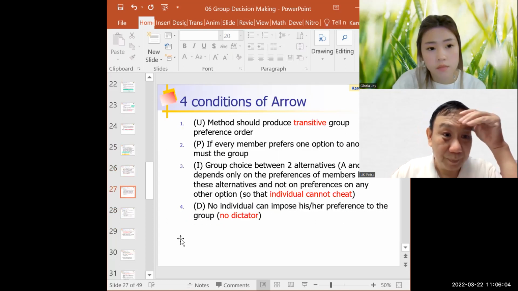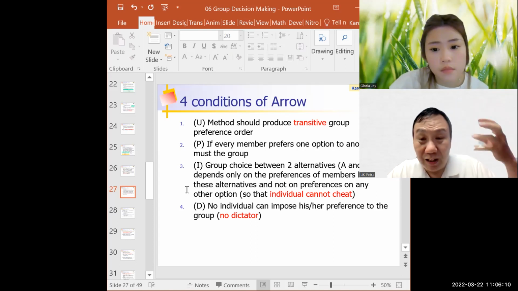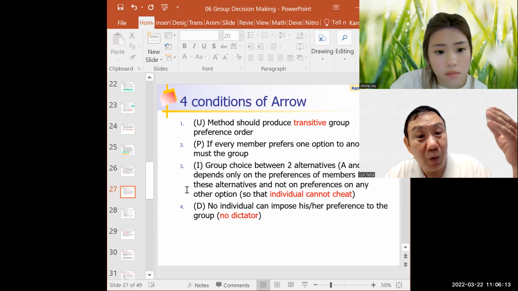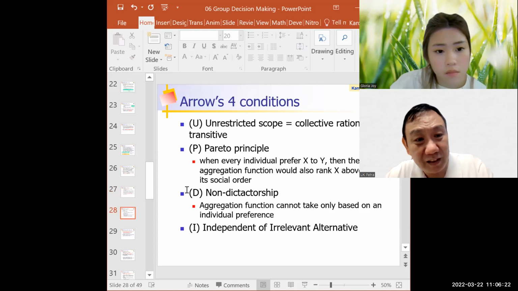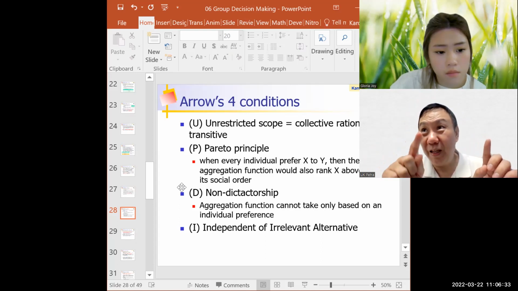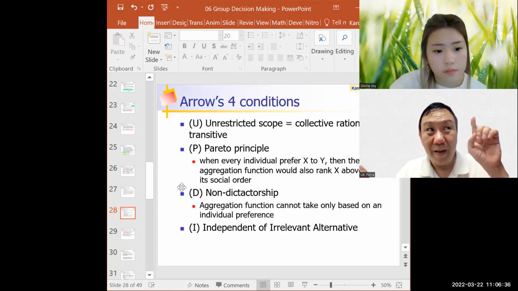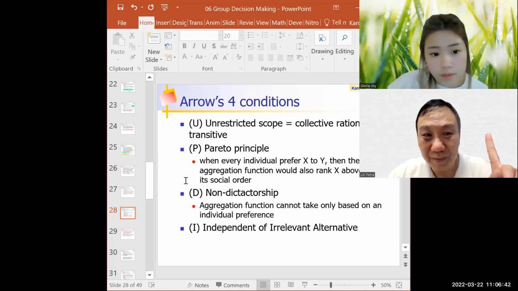So what are the conditions? The method, the aggregation function, should produce a transitive group ordering. I call this U. U means unrestricted scope, sometimes called collective rationality. Basically, consistent means transitive. If A is larger than B and B is larger than C, then A must be larger than C. That is the first condition. Logical, right? When we say rational, that means transitive.